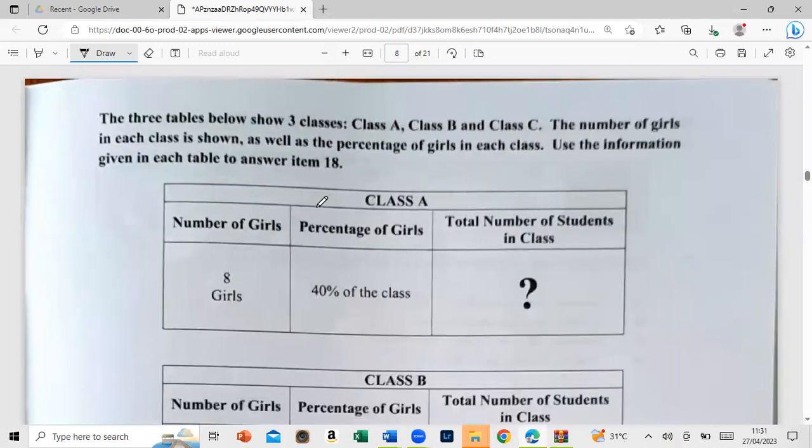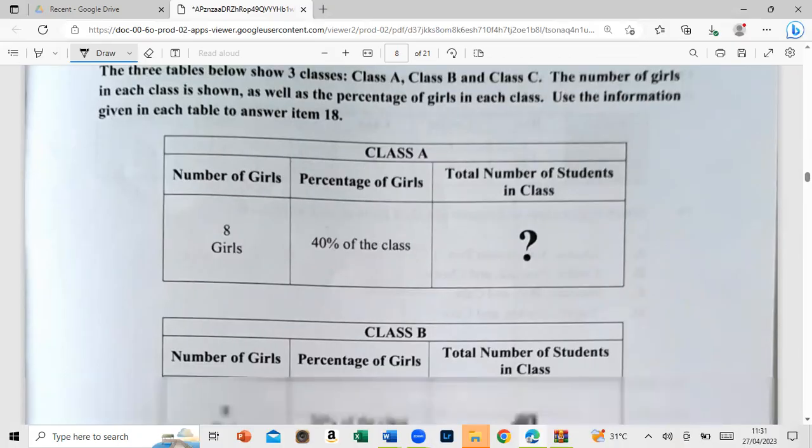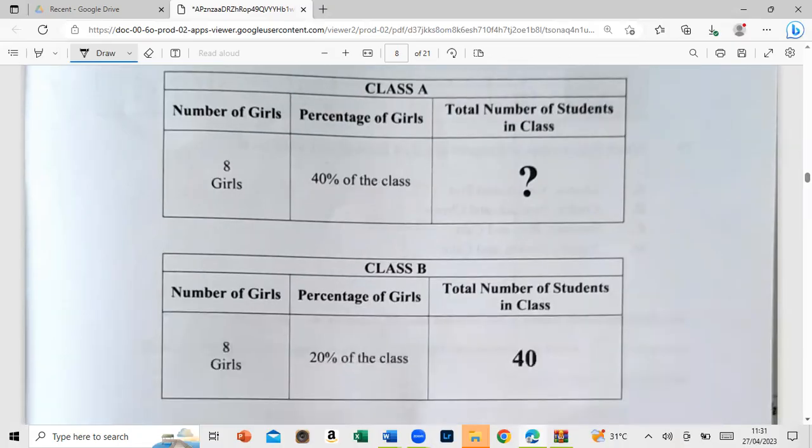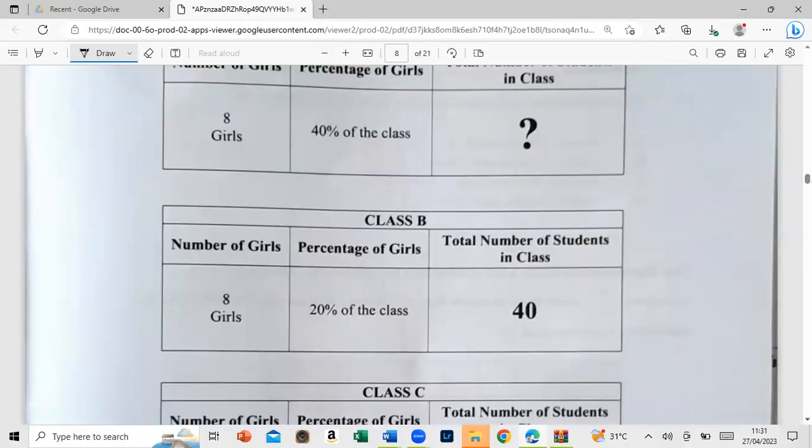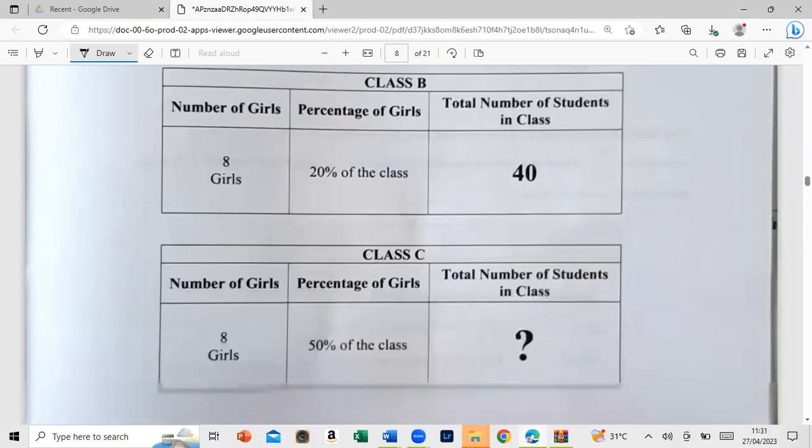All right, the table shows 3 classes, class A, class B, and class C. The number of girls in each class is shown, as well as the percent of girls in each class. Use the information to answer. So that's class A. All right, so there's 8 girls, and that represents 40% of the class. We have a question sign there. We have the number of girls of class B, the percentage of girls, 20% of the class. Total number, I'm not sure what they might ask us.